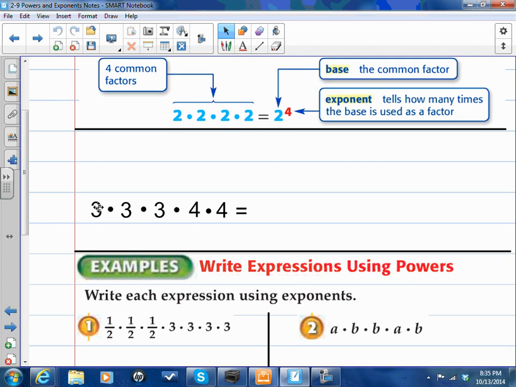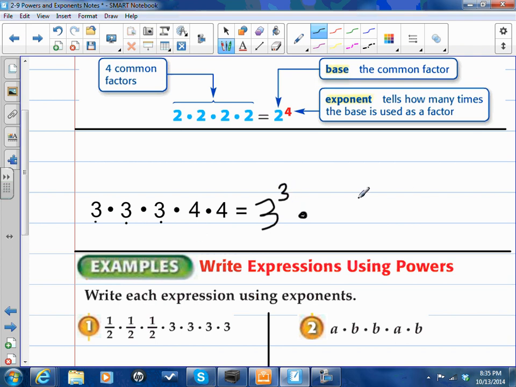So if you look at 3 times 3 times 3 times 4 times 4, you can actually write that as 3, your base of 3, how many times you're multiplying it? 1, 2, 3 times with the exponent of 3, times that number 4, which you're multiplying by itself 2 times. 1, 2. Wow, this pen is not as great as my handwriting, but we shall survive.